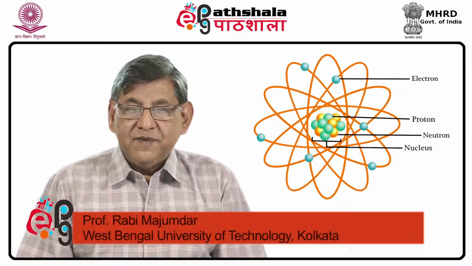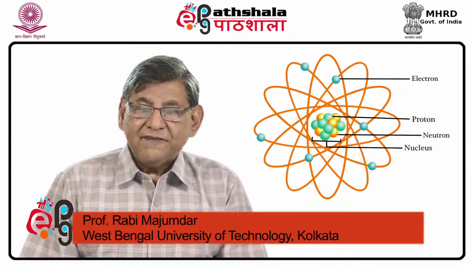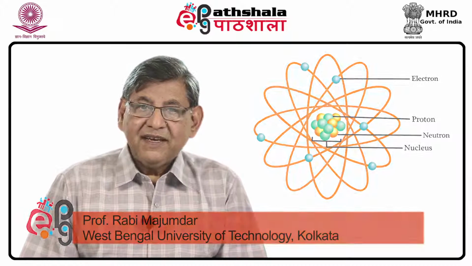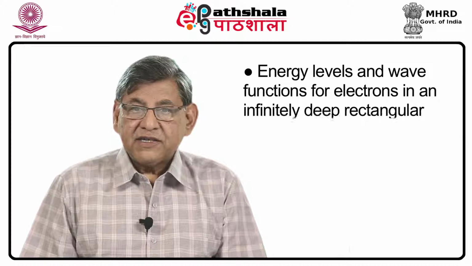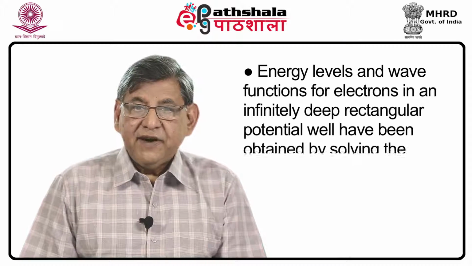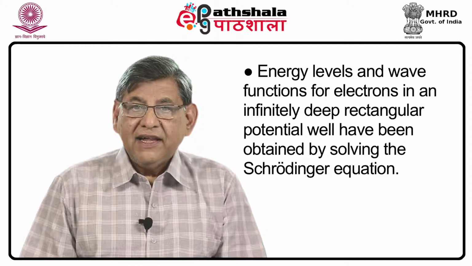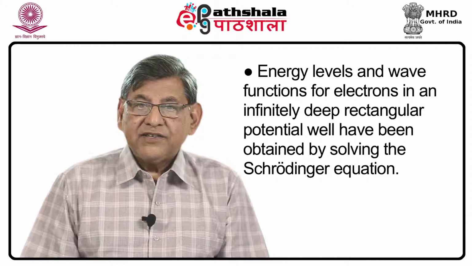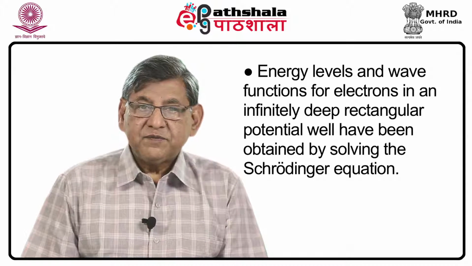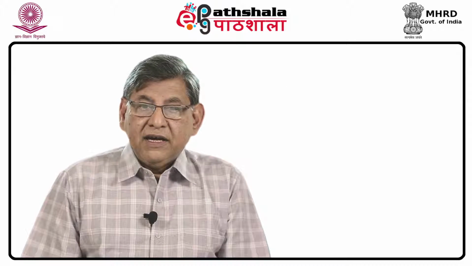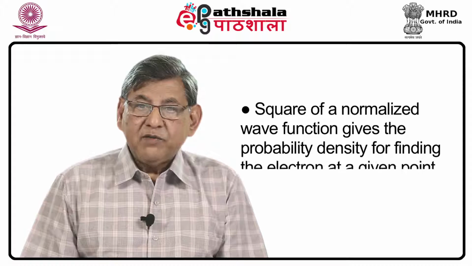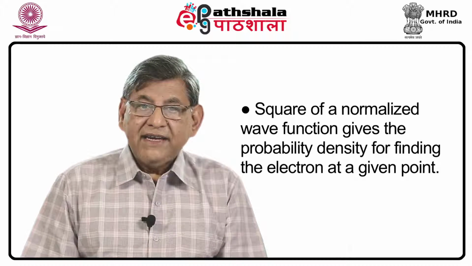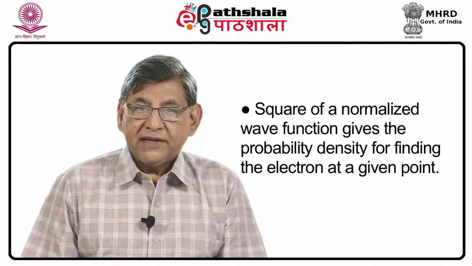Let us now summarize what we have learned in this lecture. Energy levels and wave functions for electrons in an infinitely deep rectangular potential well have been obtained by solving the Schrödinger equation. Square of a normalized wave function gives the probability density for finding the electron at a given point.